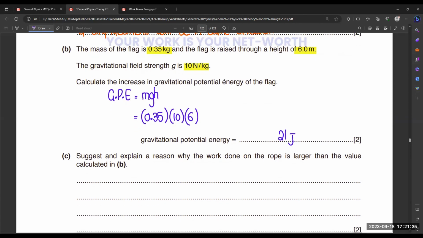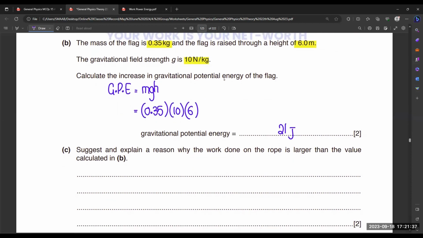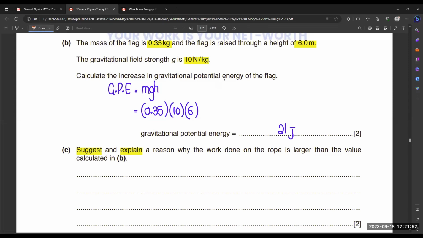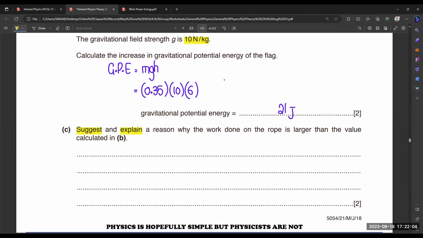Now the next part is very important. The question is for 2 marks, and they are asking you to suggest. If you don't understand the question, I will give you the hint. So you need to suggest. 1 mark is for the suggestion and 1 mark for the explanation. They are asking for a reason why the work done on the rope is larger than the value calculated in B. So basically, we calculated the value in B. Wait, can you show the full question? Okay. Zoom out or something.